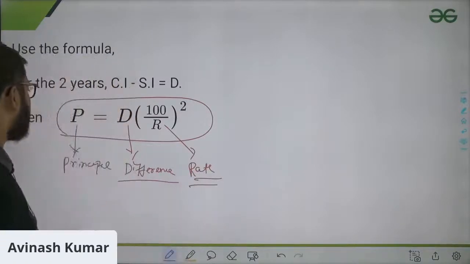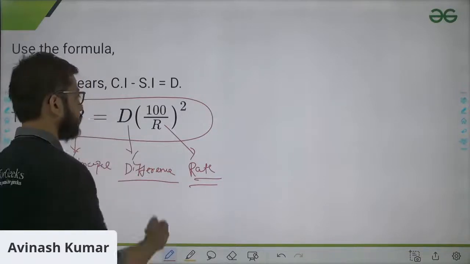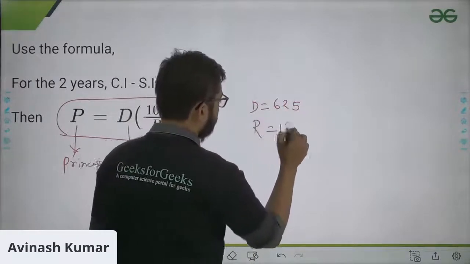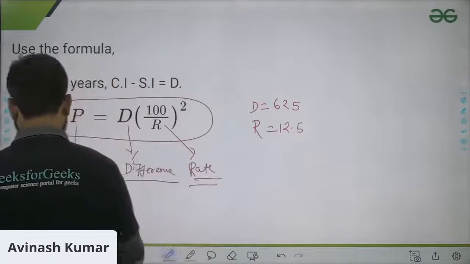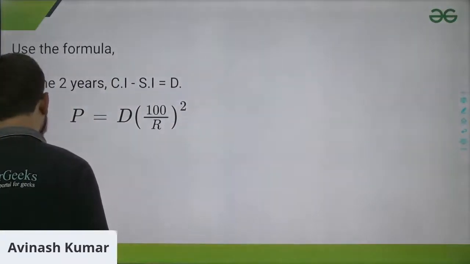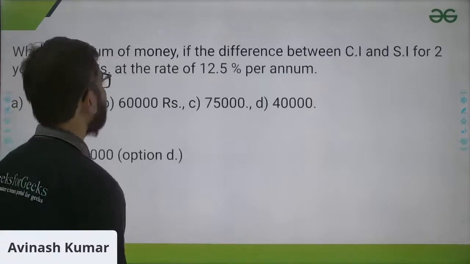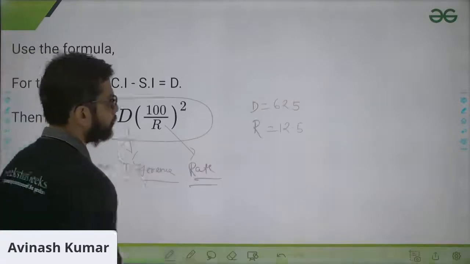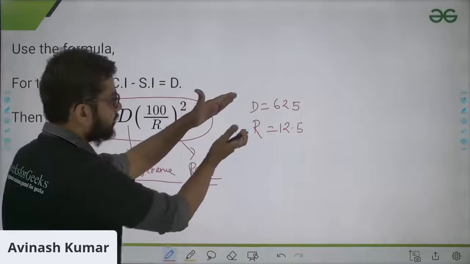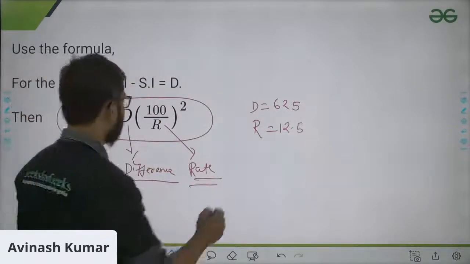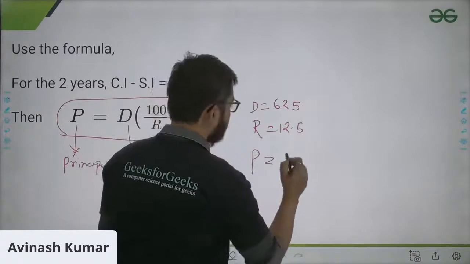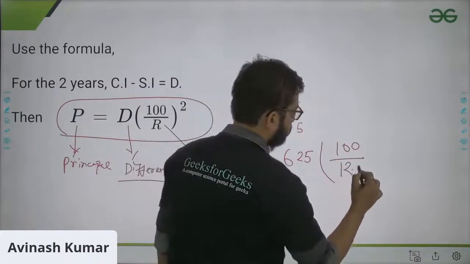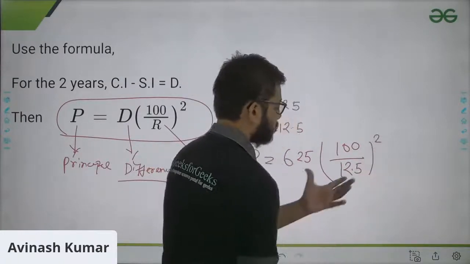In the question, we have to find the value of P. The value of D is 625 rupees, and the rate is 12.5. I'm just putting the values of D and R into this formula. So P is equal to 625 into (100 upon 12.5) whole square. Solve this one initially.